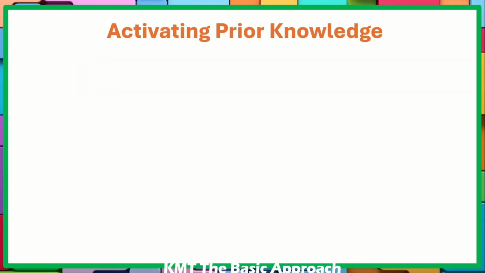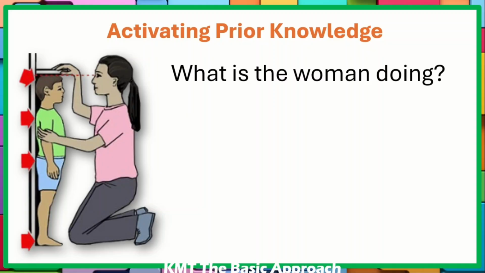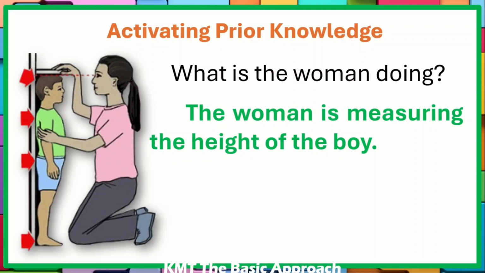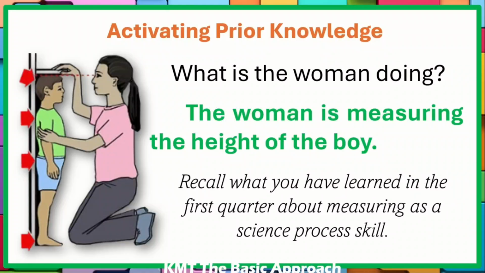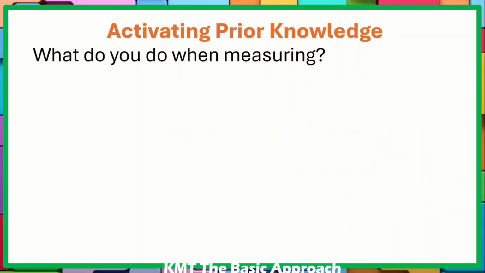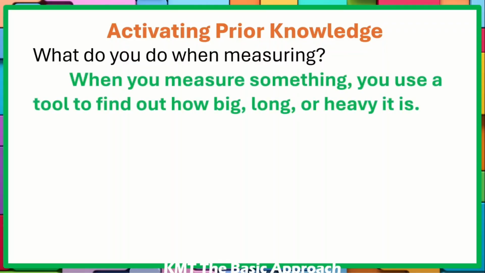Activating prior knowledge. What is the woman doing? Good job! The woman is measuring the height of the boy. Recall what you have learned in the first quarter about measuring as a science process skill. What do you do when measuring? Good job! When you measure something, you use a tool to find out how big, long, or heavy it is.